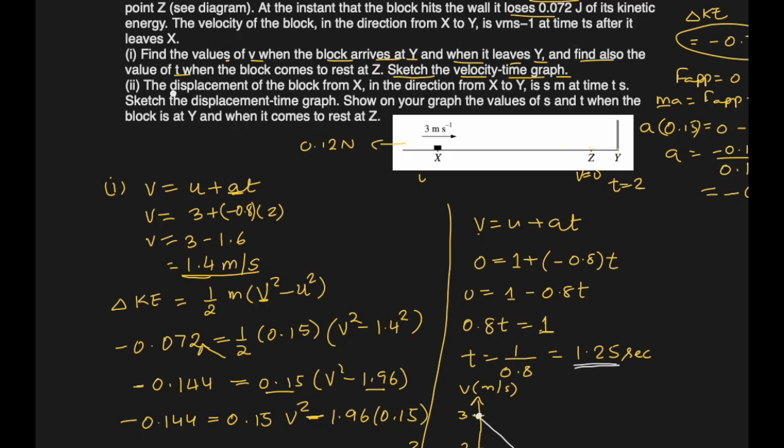Okay, find the values. In the direction of x and y is s meters at the time of t seconds. Sketch the displacement-time graph. Show on your graph the values of s and t. That means we have to get this displacement also, block y, and when it comes to rest, z.